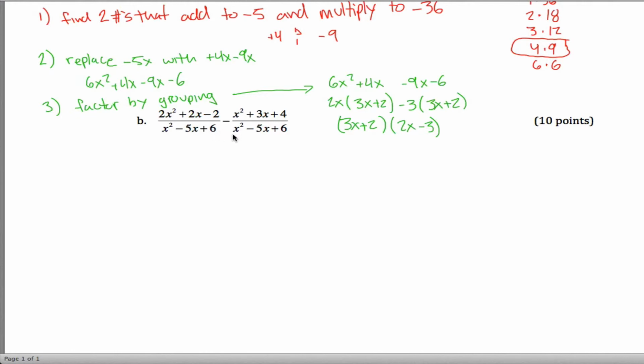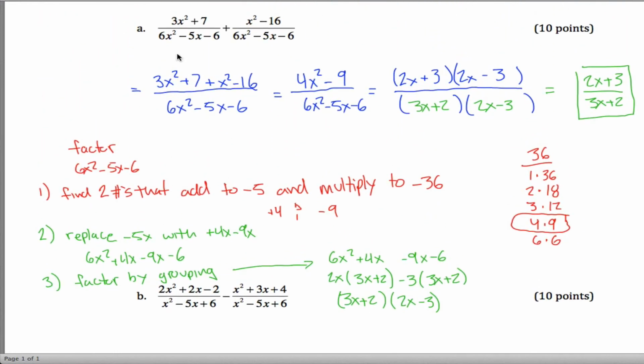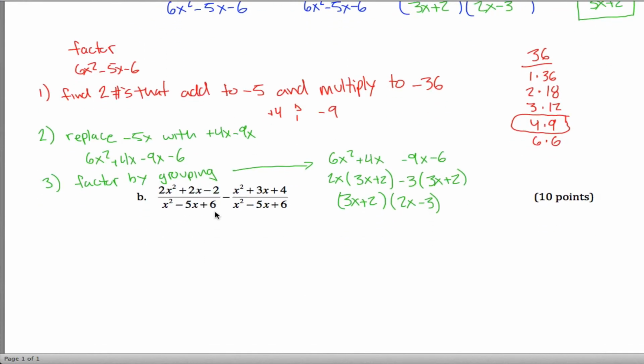Okay. Similar, right? Up here, I was adding together 2 rational expressions. Down here, I'm subtracting 2 rational expressions. The way you deal with it is pretty similar. Up there we started by adding the numerators. Down here, we're going to start by just subtracting the numerators.